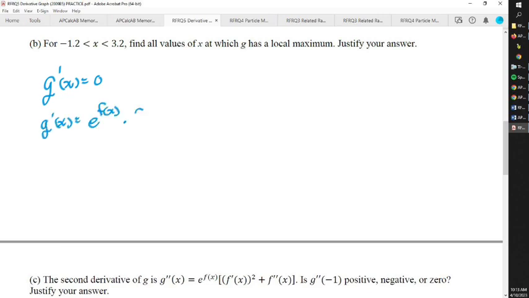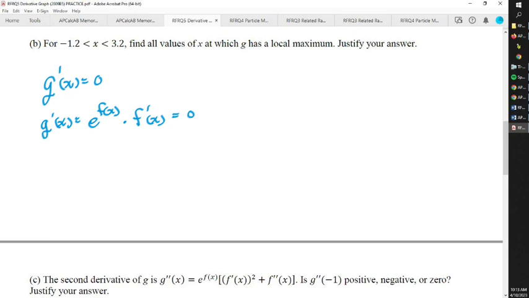g prime is e to the f of x times f prime of x. This is something we figured out in letter A. I'm setting it equal to 0, and you guys can easily do this one. It's a weird one, though. Do you guys know why you can easily do this? Because you've done it before.